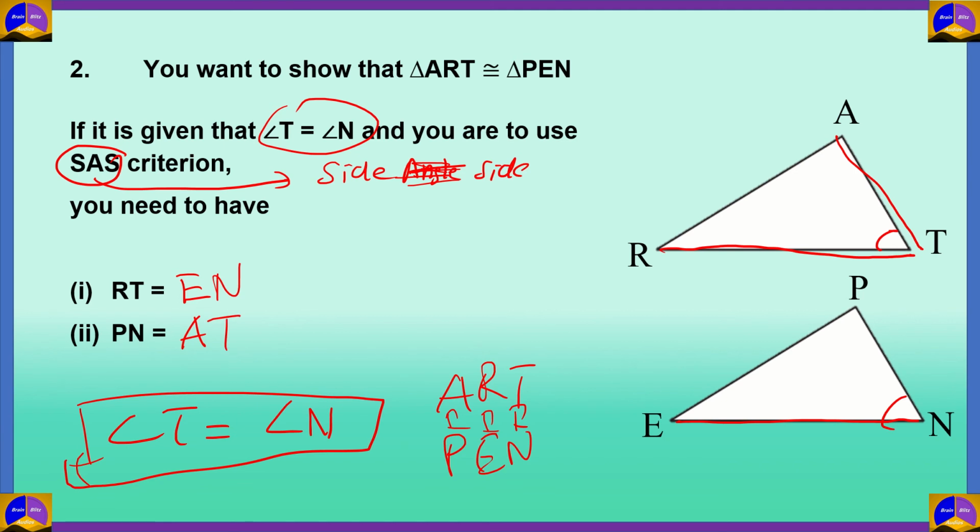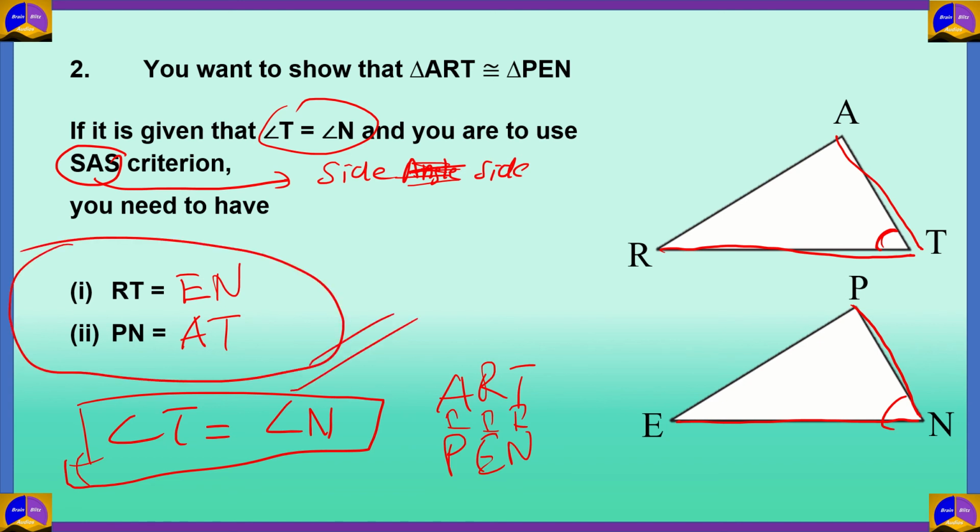Now we can also find that out by when we write the angle. Since it's SAS, it will be between the two sides, and the two sides of the first triangle are RT and AT, and the two sides of the second triangle are EN and PN. So this is the answer for this question. RT is equal to EN and PN is equal to AT.